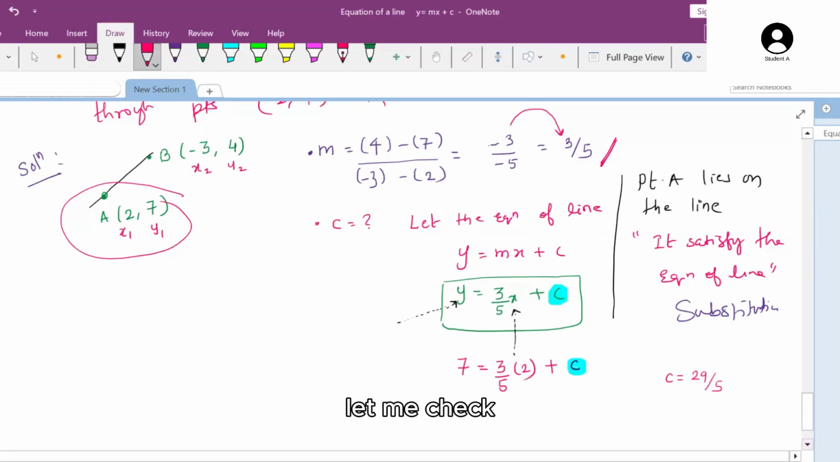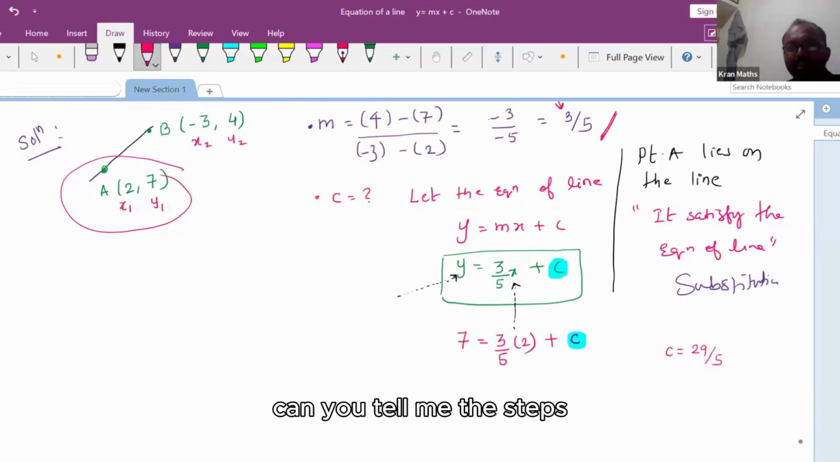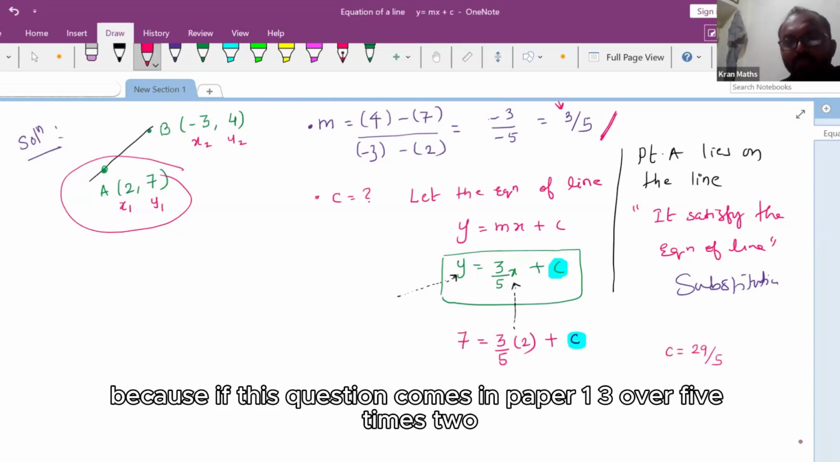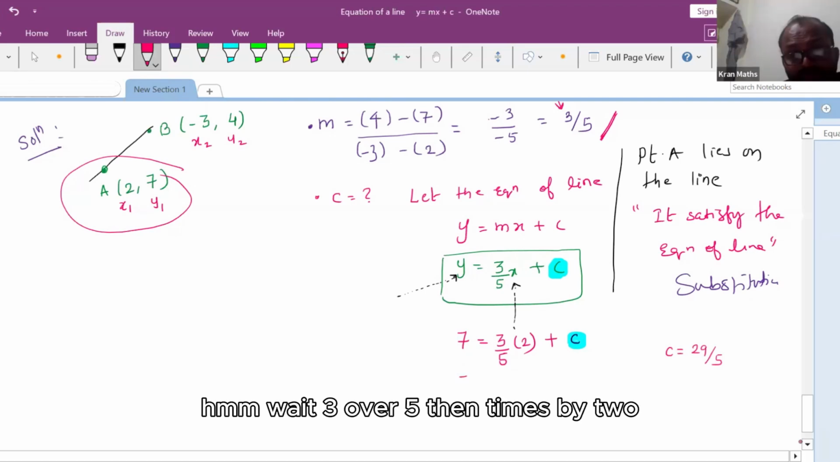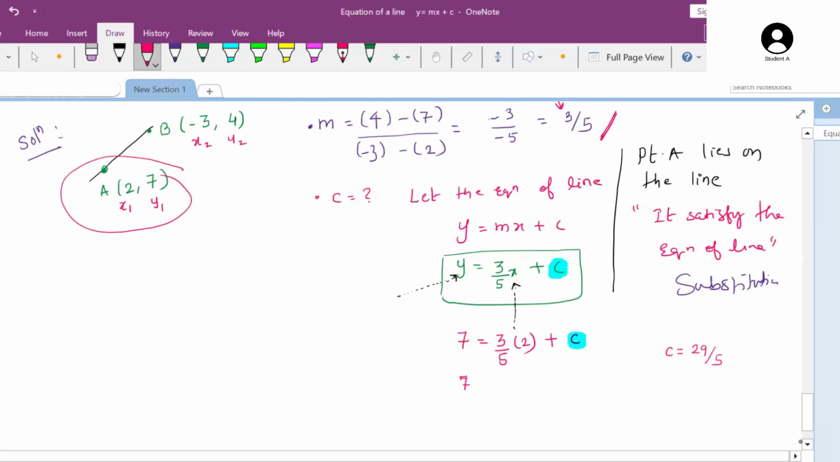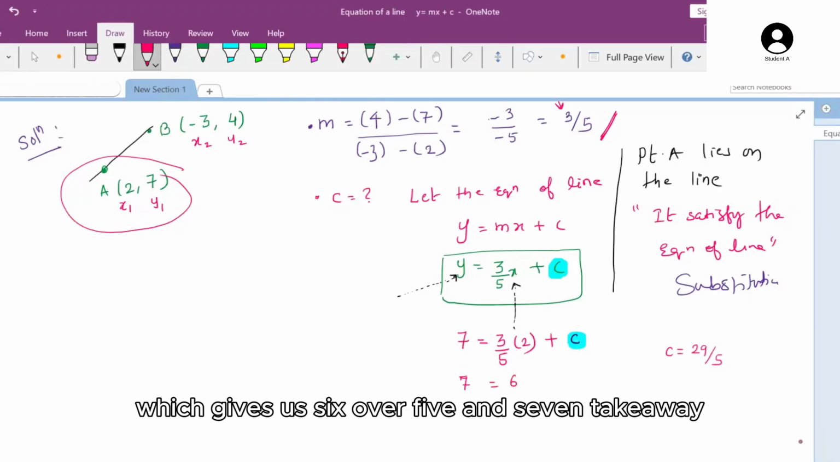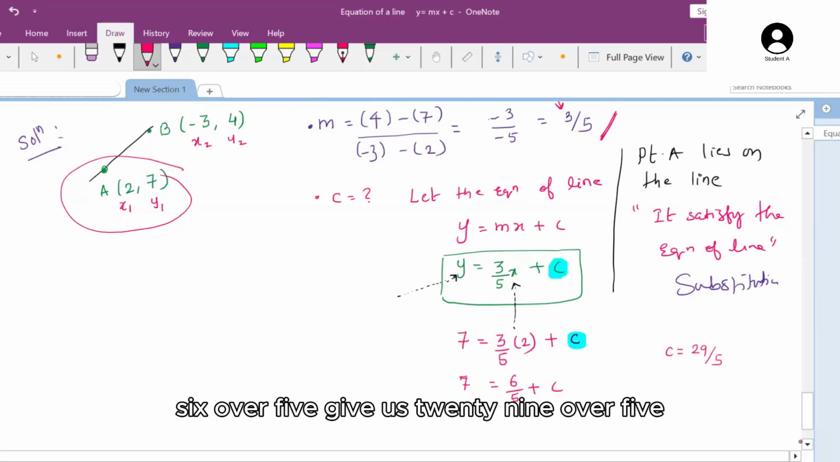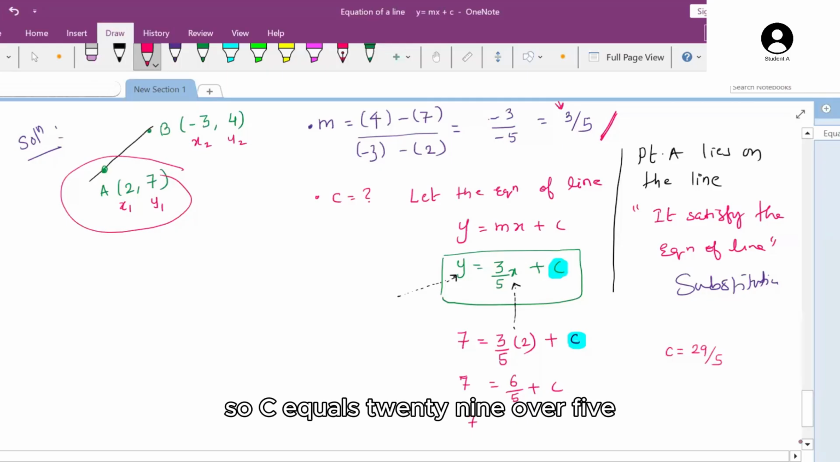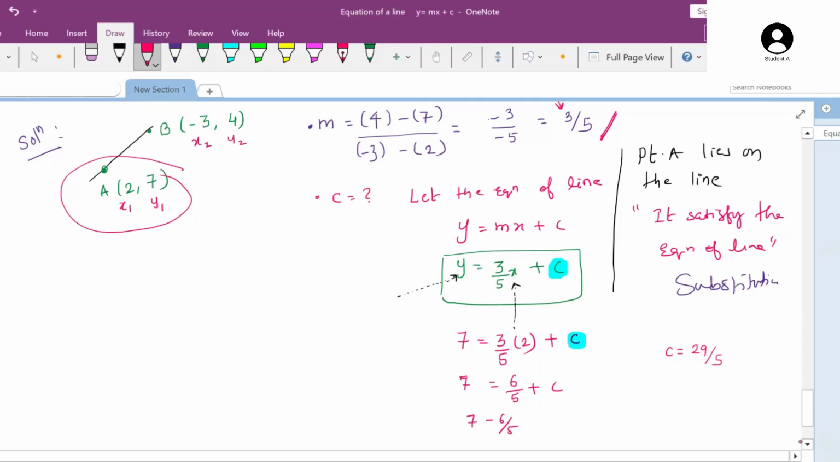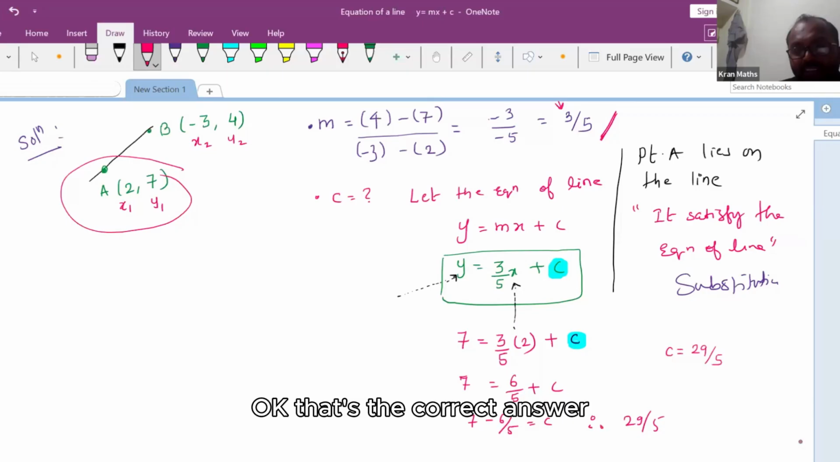Okay, let me check. Can you tell me the steps? Because if this question comes in paper 1, 3 over 5 times 2, which gives us 6 over 5. And then 7 take away 6 over 5 gives us 29 over 5. So C equals 29 over 5. Okay, that's the correct answer.